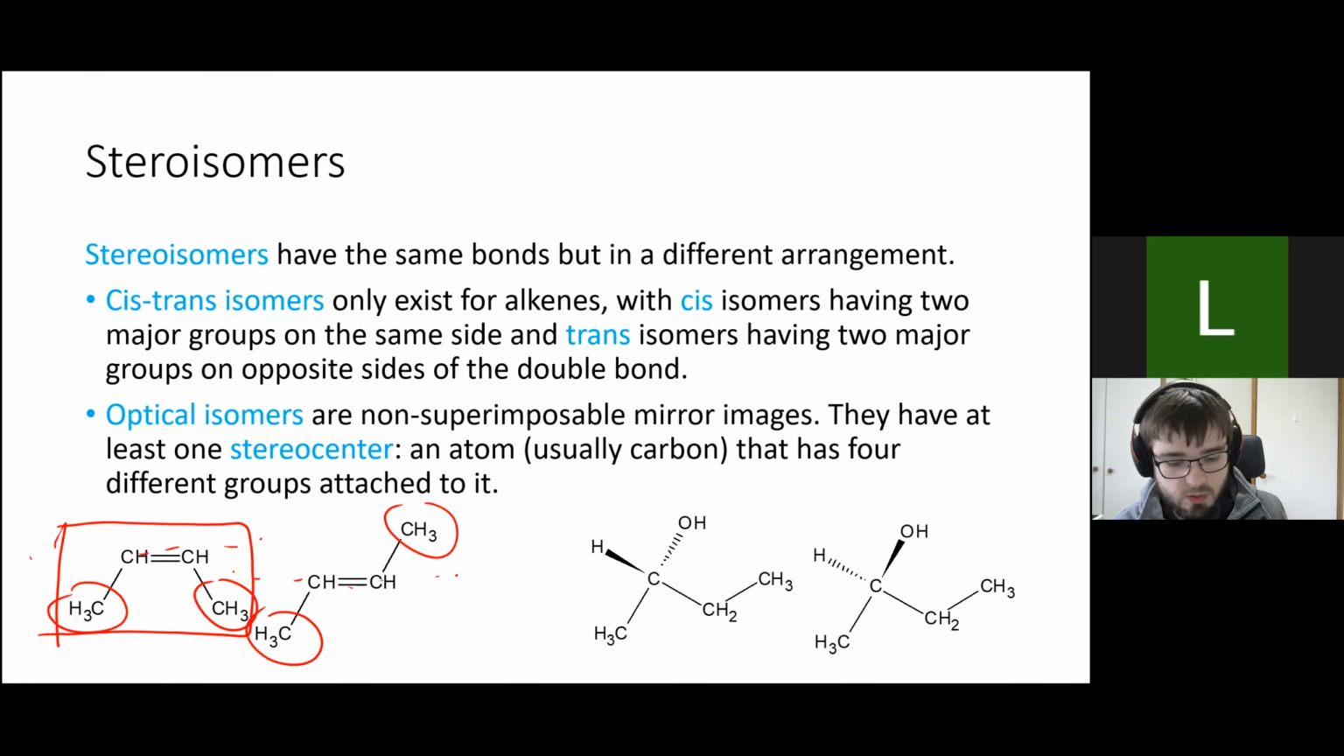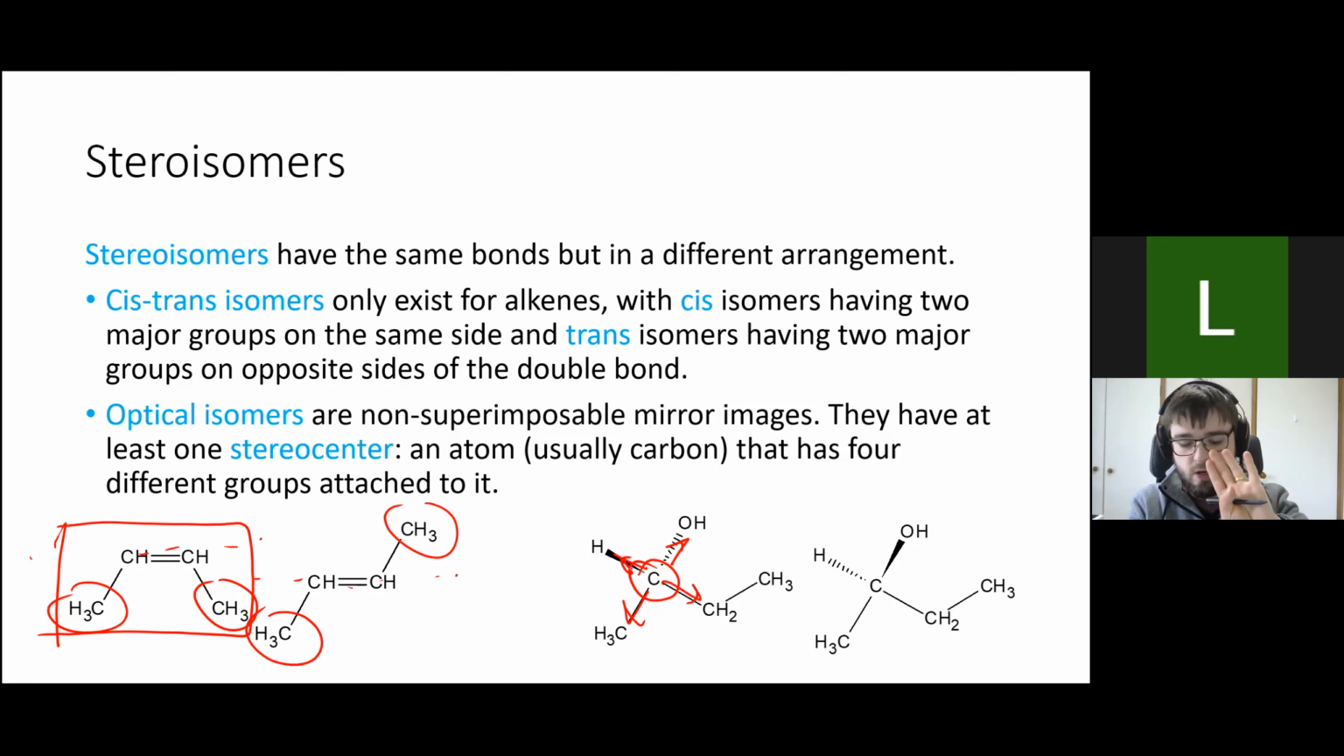We've also got optical isomers, which is where we have at least one stereocenter. That's a point in a molecule which is connected to 4 different groups. Here this carbon atom is connected to a methyl, an ethyl, a hydroxyl, and an H. So it's a stereocenter, and there are 2 different ways that we can arrange the atoms around it. In this one, the hydrogen is coming out of the page and the hydroxyl is going into the page.